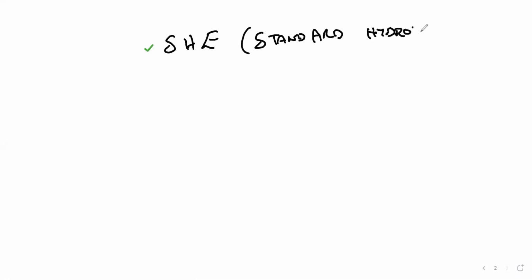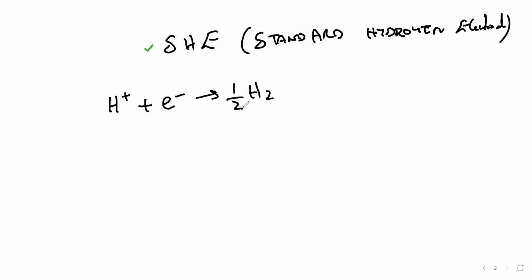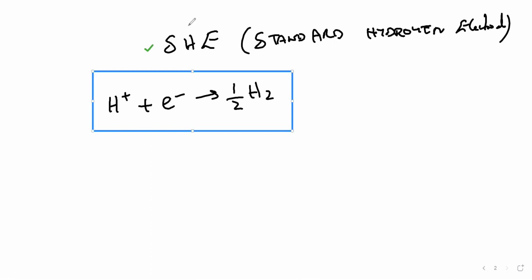Okay. Then the next topic is the standard hydrogen electrode, SHE. The diagram I'm not drawing here. Basically it is nothing but the hydronium ion plus electron will give me the hydrogen atom. This is my full reaction, the only reaction available for this: H+ plus e- gives half H2.